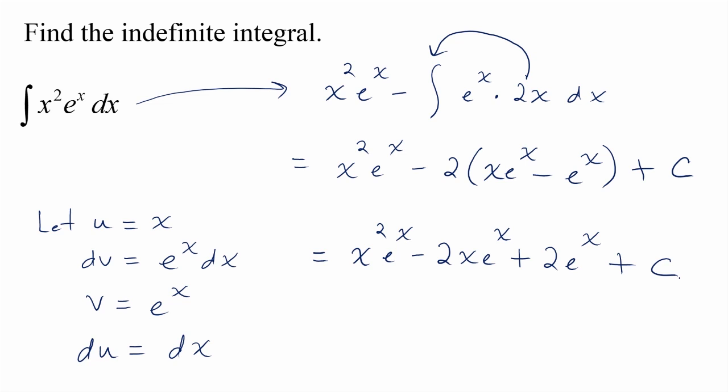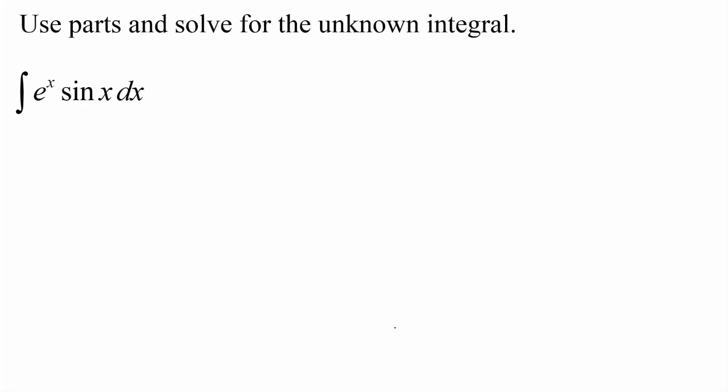This technique works for any integral, the integral x to the n e to the x dx, in which n is a positive integer. Because differentiating x to the n will eventually lead to 0, and integrating e to the x is easy. Now let's turn our attention to solving for an unknown integral. Use integration by parts, and solve for the unknown integral. Let's say that we're given the following problem, the integral e to the x sine x dx.